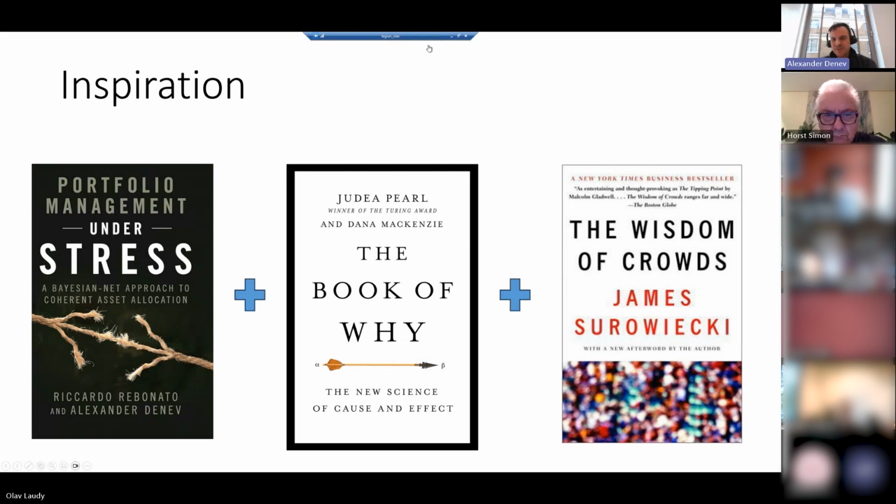And to the right, we have another quite inspirational book by James Surowiecki, Wisdom of the Crowds. It's a very nice book, and it shows also in empirical settings that sometimes having a crowd of non-experts can outperform fewer and better informed experts. So this is our inspiration.